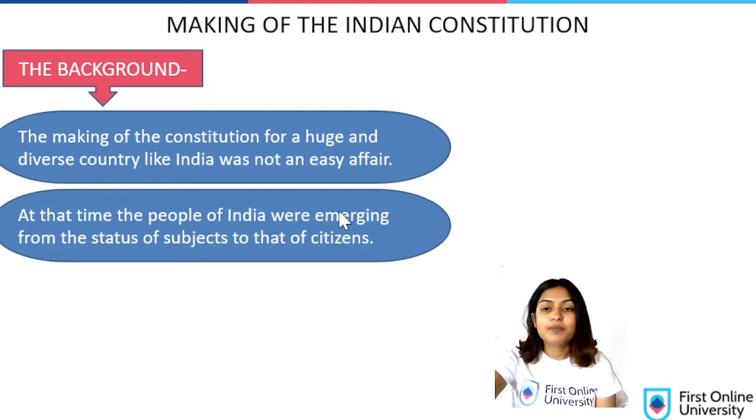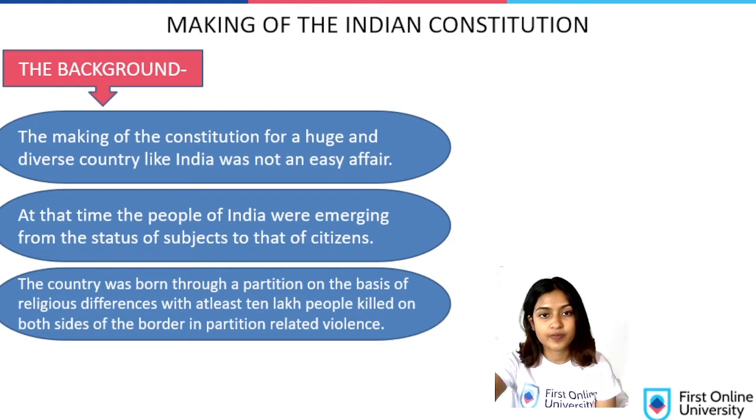At that time, the people of India were emerging from the status of subjects to that of citizens. This is the time after the Mughal period and when the Britishers entered. So since then, the constitution has come into force. The country was born through a partition on the basis of religious differences, with at least 10 lakh people killed on both sides of the border in partition related violence. We know that India and Pakistan became separate countries post 1947.